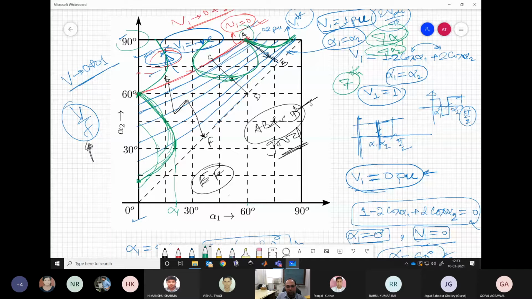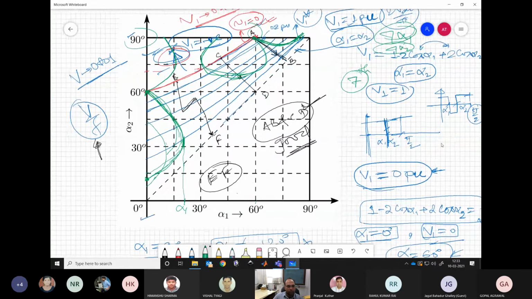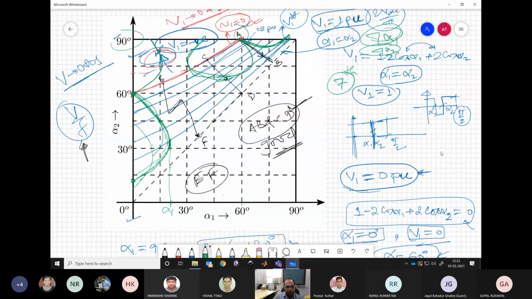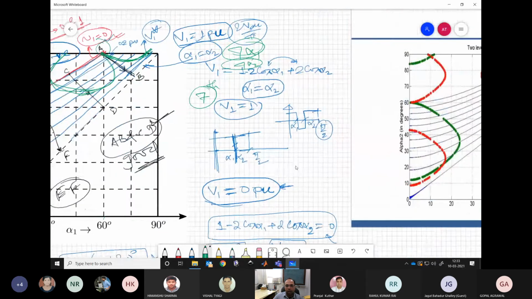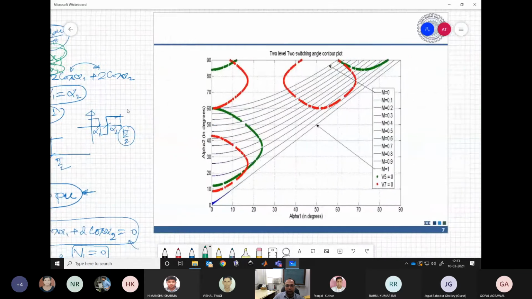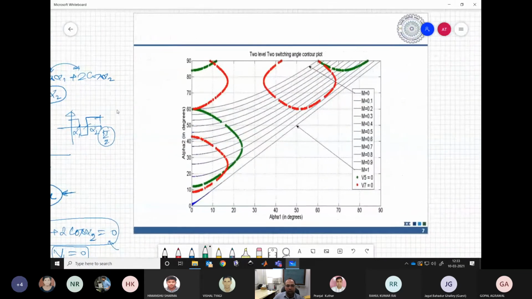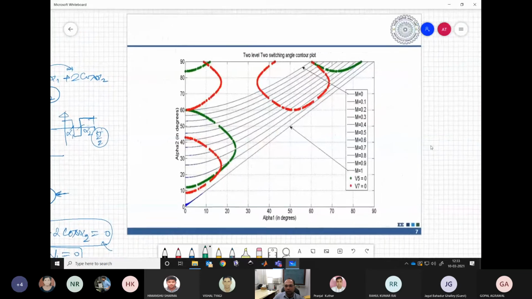So let's try to analyze this a little bit more, that what we are trying to achieve when we get this in alpha 1 alpha 2 plane, and we have two switching angles, because if we go for 3 it will become a 3D. So that is a little bit more difficult to analyze. So a little bit clearer picture is plotted over here corresponding to the different. So M you read as V1, which is the normalized V1 actually. So this, and then we have V5 and V7 equal to 0 curves given over here.